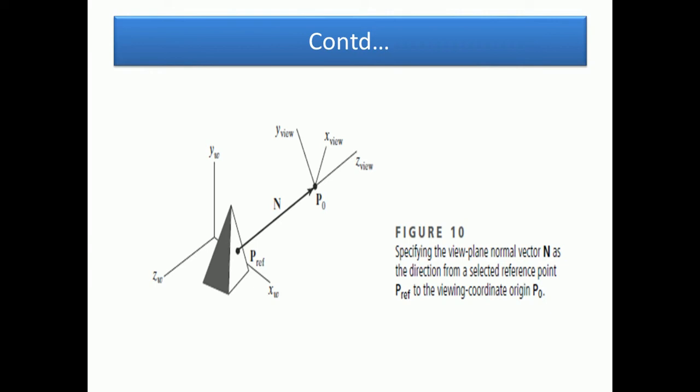In this case, the reference point is referred to as the look-at point within the scene, with the viewing direction opposite to the direction of N, which is illustrated in figure 10 here. We could also define the view plane normal vector, capital N, and the other directions using direction angles. So here you can see the different direction angles in the figure.